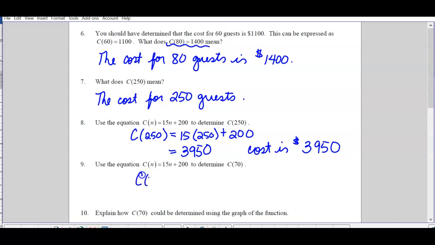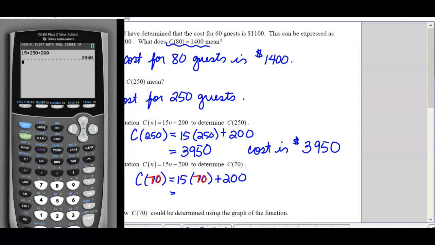Same thing, C bracket 70 equals 15 bracket 70 plus 200. What I sometimes do is write whatever I'm substituting in a different color. If you're having trouble with simplifying this, just separate it. Then you know it's 15 times 70 plus 200, okay, 1,070, and then the cost is $1,070.